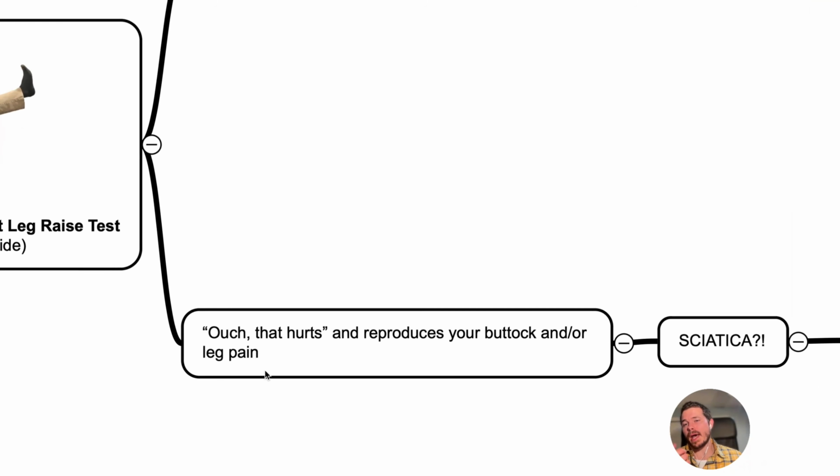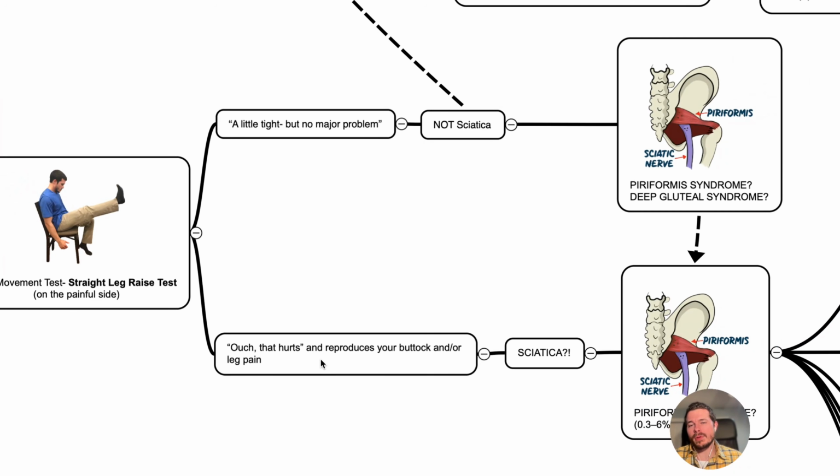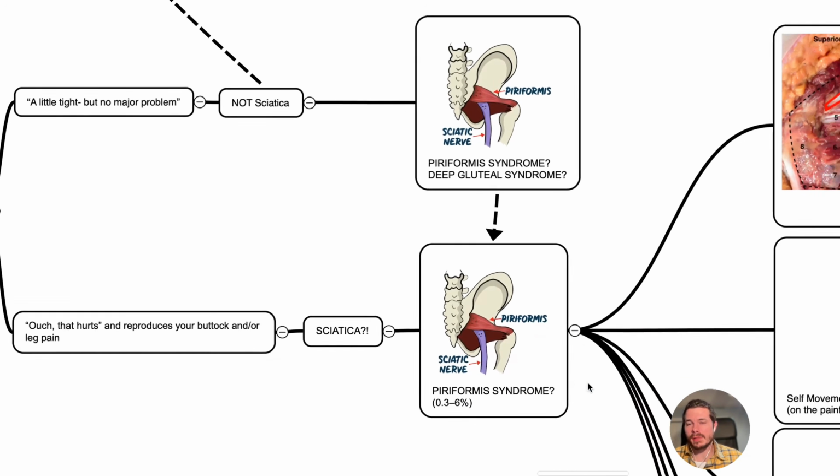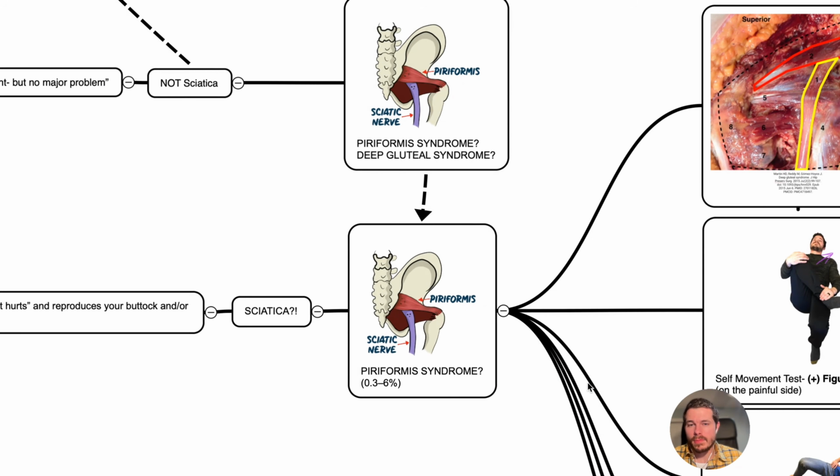Or more likely, you say, ouch, that hurts, and it reproduces your buttock and/or leg pain, in which case, again, sciatica is more likely. And could it be that piriformis syndrome is the cause? Moving your back didn't cause anything, so it's probably not a back problem. Your hip isn't tight, so it's not a joint problem. Joint problems almost always cause restriction in motion in the hip joint itself. You actually have more motion, and moving your back doesn't cause it, but you still have pain in the butt. What's going on? Could you be one of the 0.3 to 6% of people who has piriformis syndrome?